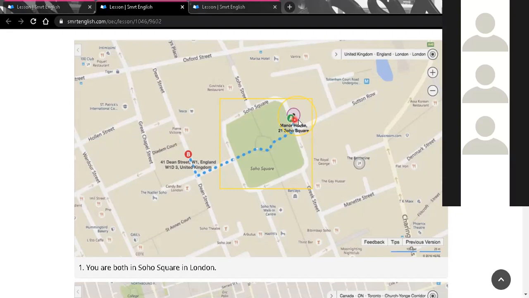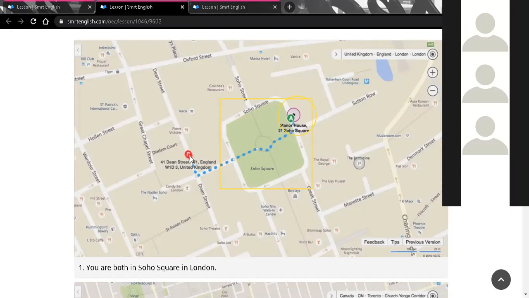Okay, you are here, so what does he need to do? You have to go down to the Soho Square. Cross Soho Square or walk through Soho Square. Okay, cross Soho Square and in the corner of the street, you turn right. Okay, I'm following your directions. Okay, here I am.